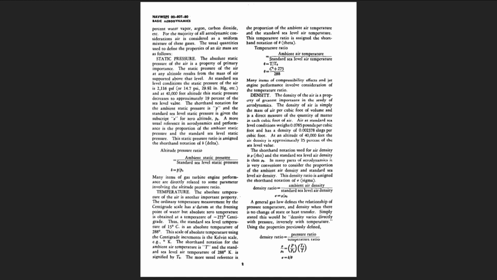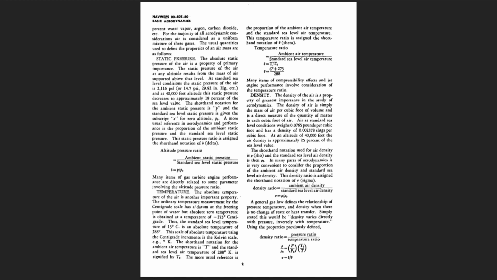This static pressure ratio is assigned the shorthand notation of lowercase delta. Altitude pressure ratio equals ambient static pressure over standard sea level static pressure, or lowercase delta equals lowercase p over lowercase p naught. Many items of gas turbine engine performance are directly related to some parameter involving the altitude pressure ratio.